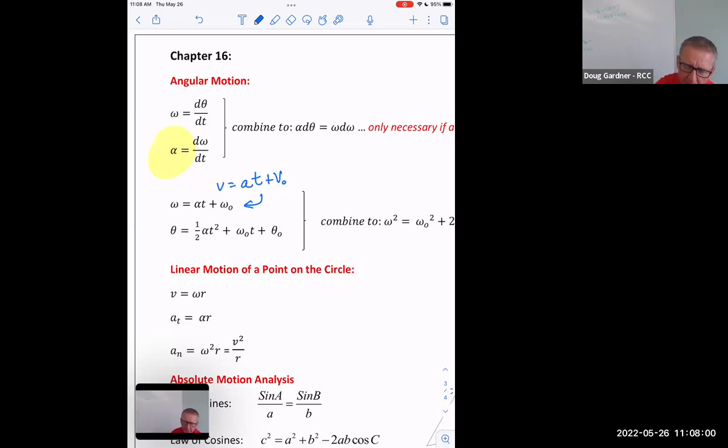But notice the same thing is happening down here. Wasn't this position equal to 1/2 times acceleration times time squared plus the initial velocity times time plus the initial position? Well, all we're talking about now is that position is relative to an angle.